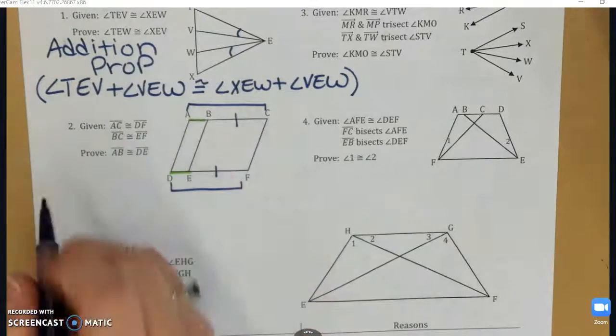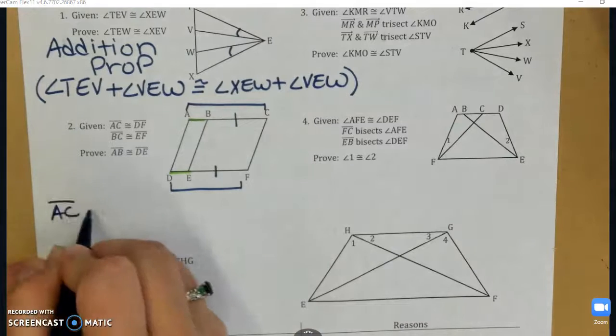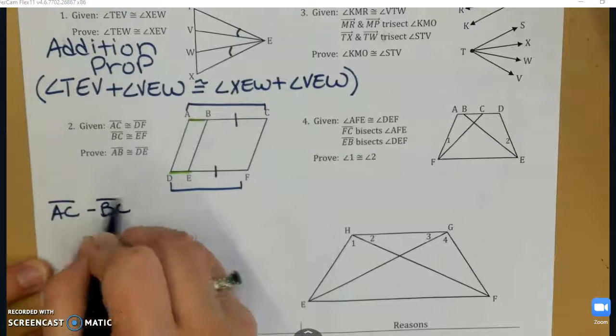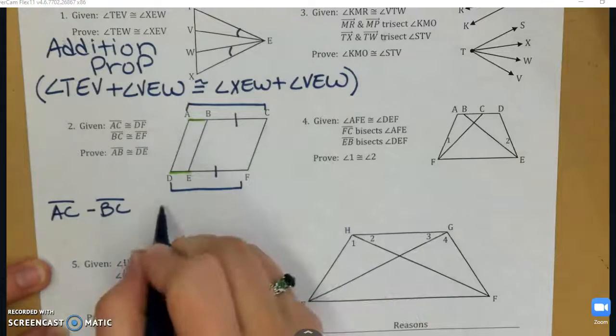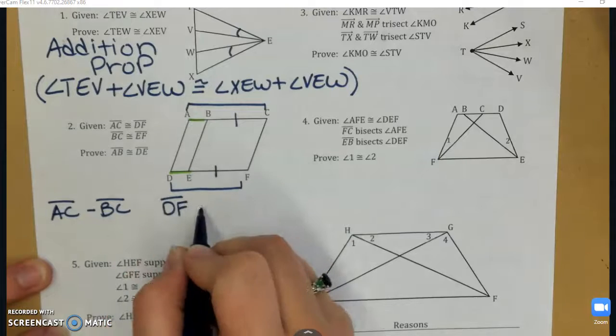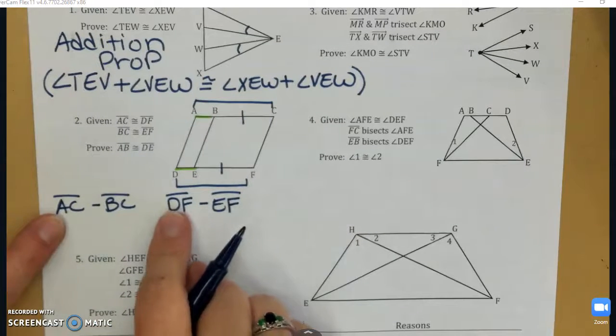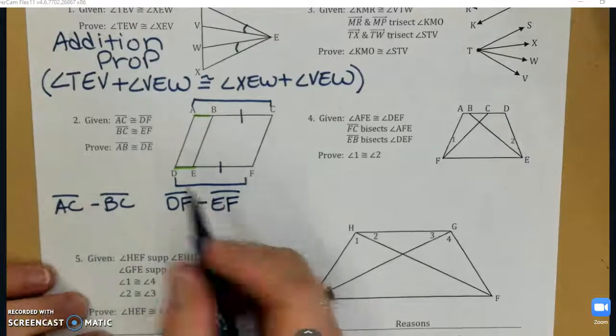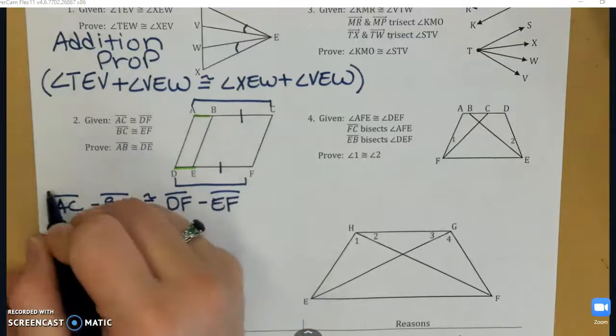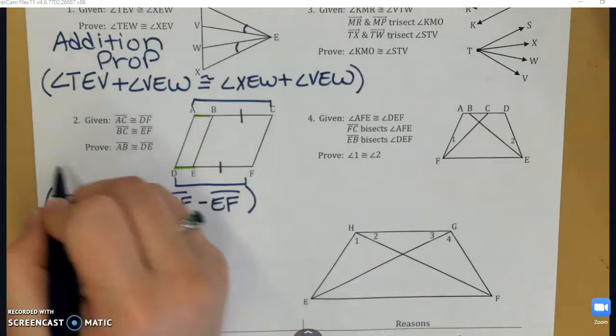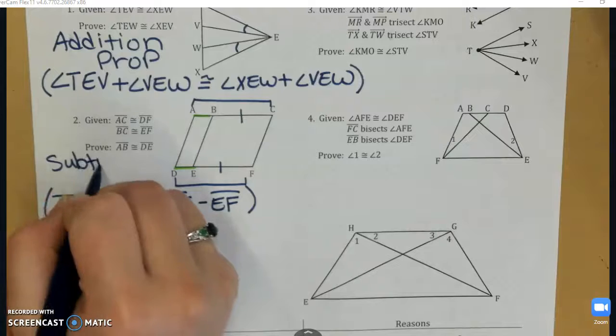AB I got from taking segment AC and taking away segment BC. For DE, I started with segment DF and I took away segment EF. These 2 segments are congruent and these 2 segments are congruent, so I have subtracted congruent segments from congruent segments, meaning that this is my subtraction property.